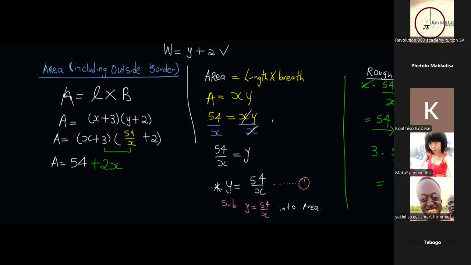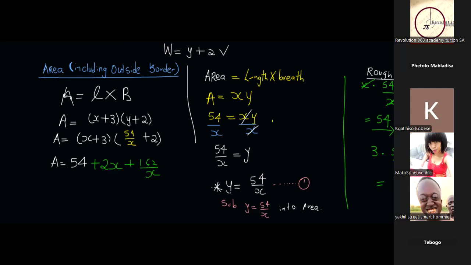So here you're going to write plus 162 all over x. Just like that. Then after that, you multiply the last ones. So the last ones is 3 times 2. That one doesn't need explanation. It will be plus 6.